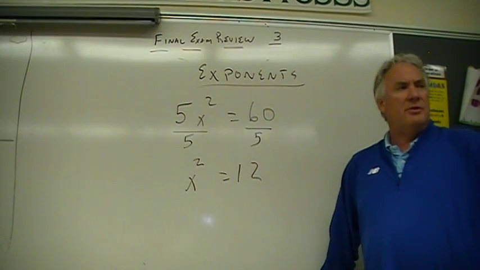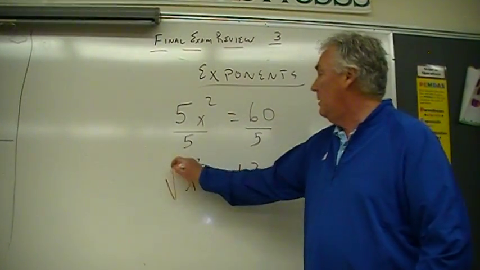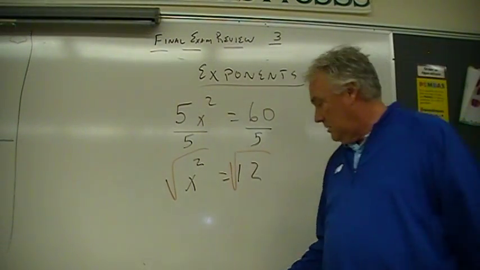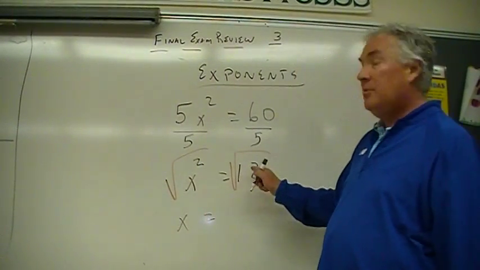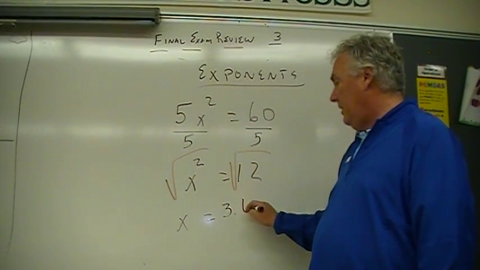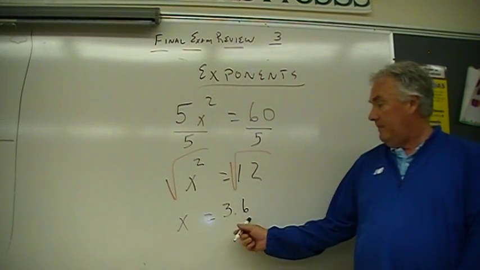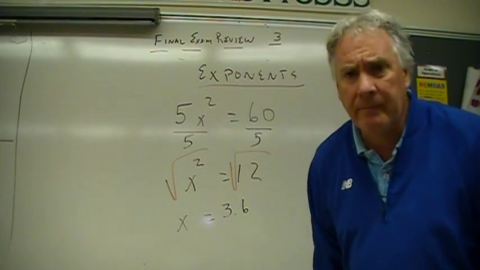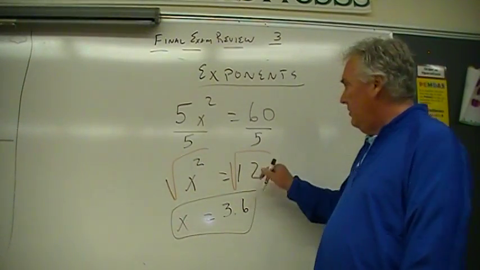So, x squared equals 12. Folks, what we do is root both sides. The square root of x squared is x. The square root of 12, and you'll do this on your calculator, is about 3.6. And you can round to 1 decimal. That's okay. X is equal to 3.6. And that's going to be our answer for that. So that's how we use the root with exponents.